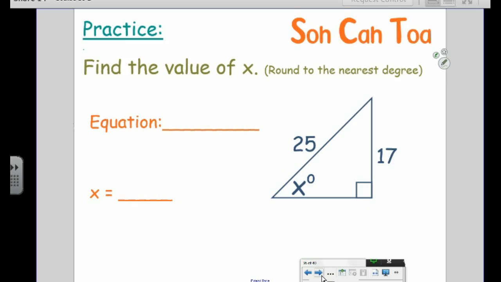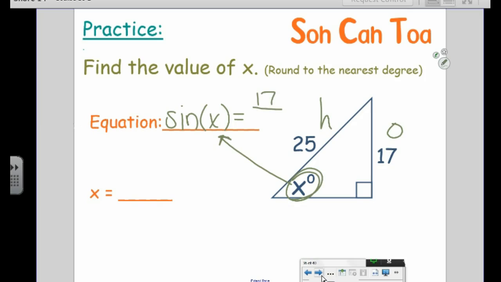Next one, let's see. Here's our angle. You always circle the angle. That's always your perspective. We've got, let's see, opposite and hypotenuse. So we're using sine again, not sin, it's sine. You always put the angle in parentheses. This time, the angle is the unknown. Opposite over hypotenuse. The only way to undo sine is to do inverse sine. Inverse sine is the opposite of sine. So we press second sine, 17 divided by 25.